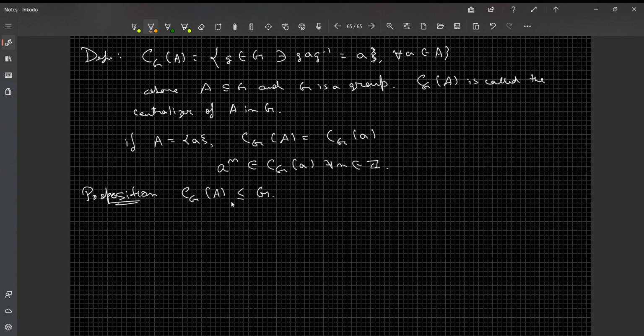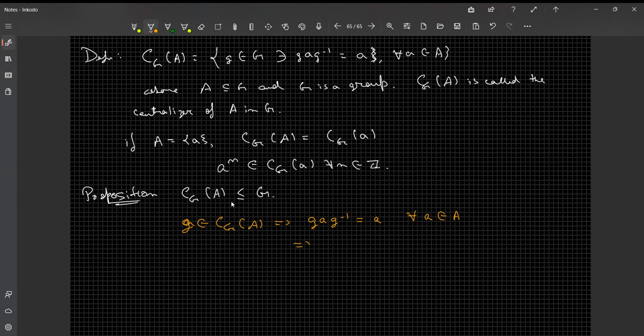That will do. So suppose, let's say, suppose small g is in C_G(A). So what does that imply? That implies that, I should not use the term a, let g be in C_G(A). So that implies g a g inverse is equal to a for all a in A, right?